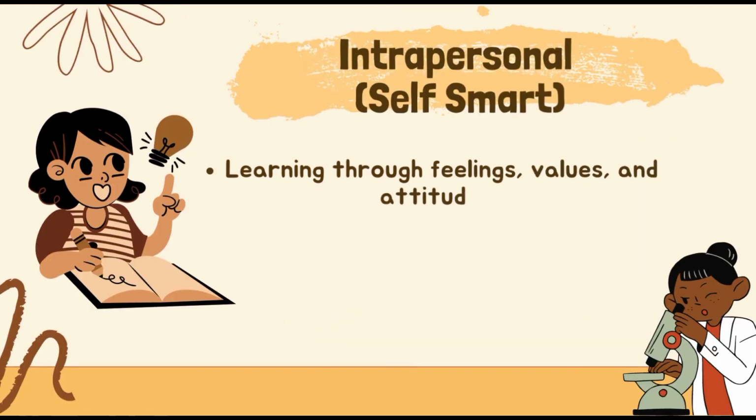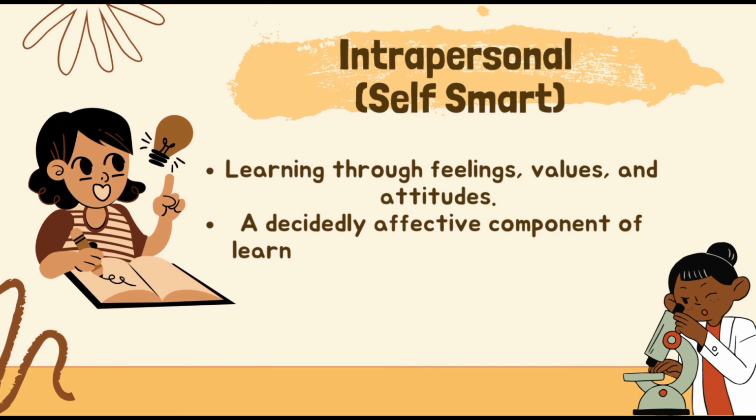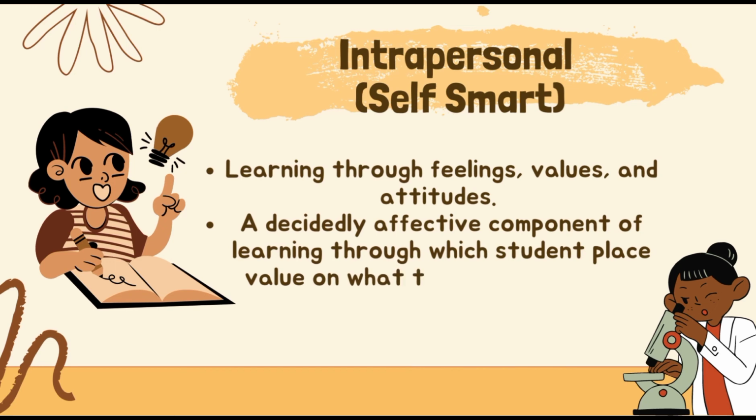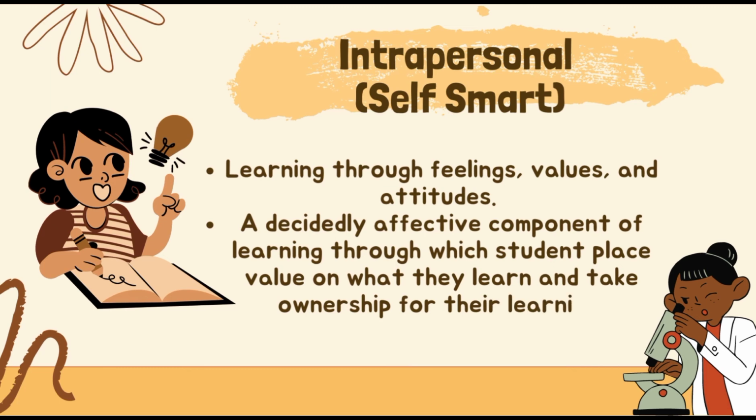The sixth intelligence is the intrapersonal or self-smart intelligence. From the word itself, intra meaning within, they learn through their feelings, values, and attitudes. They consider themselves deep, emotional thinkers. They are one with themselves. Their mind is their safe haven. They are aware of who they are and what they want. This intelligence is a decidedly effective component of learning through which students place value on what they learn and take ownership for their own learning.